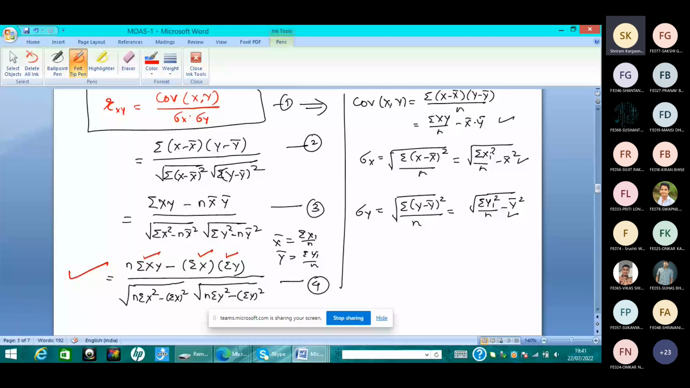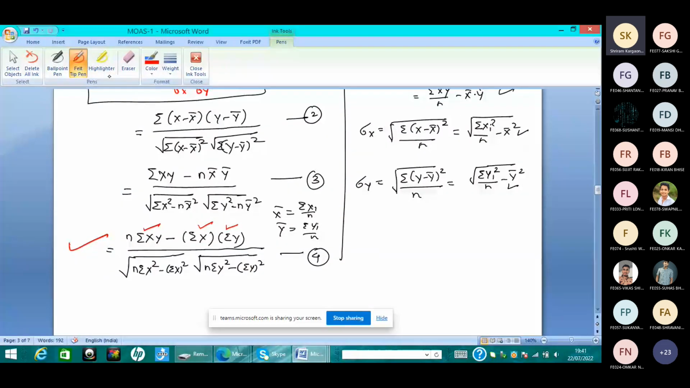Again, the formula will change if there is a change of origin and scale used. In that case, you will change x with u and y with v. And u and v will be defined accordingly, whether it is change of origin or change of scale. So there may be more formulas in this list if change of origin and scale is used. In that case, you have to remember the property of change of scale, and you have to replace x with u and y with v. All of you understand?